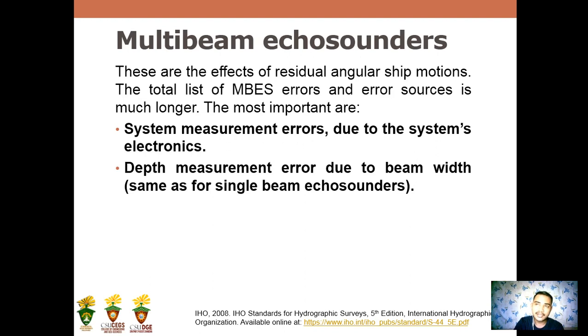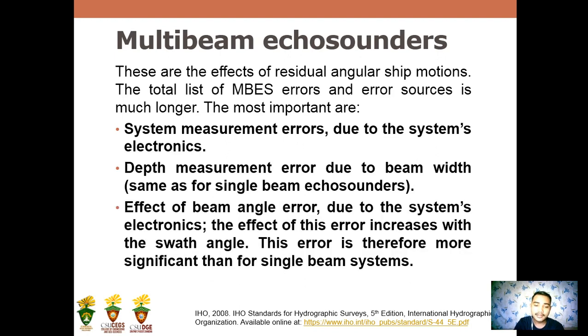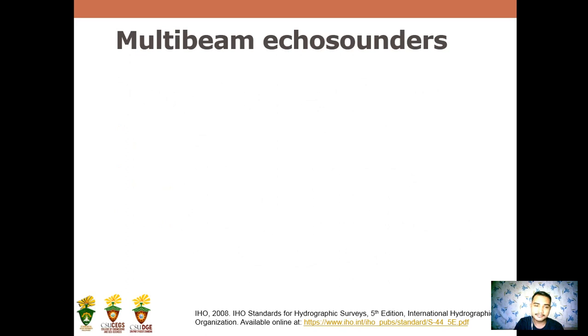Or kung dili siya properly vertical ang inyong gigamit na echo sounder, so nahiwi siya, wa inyo na plaster og tarong, so that can cause an error. So effect of beam angle error, no, due to system electronics, pwede po siya. Then the effect of this error increases with the swath angles. This error is therefore more significant than in single beam systems, no? So beam angle error, mas mahitabo siya usually sa single beam systems.